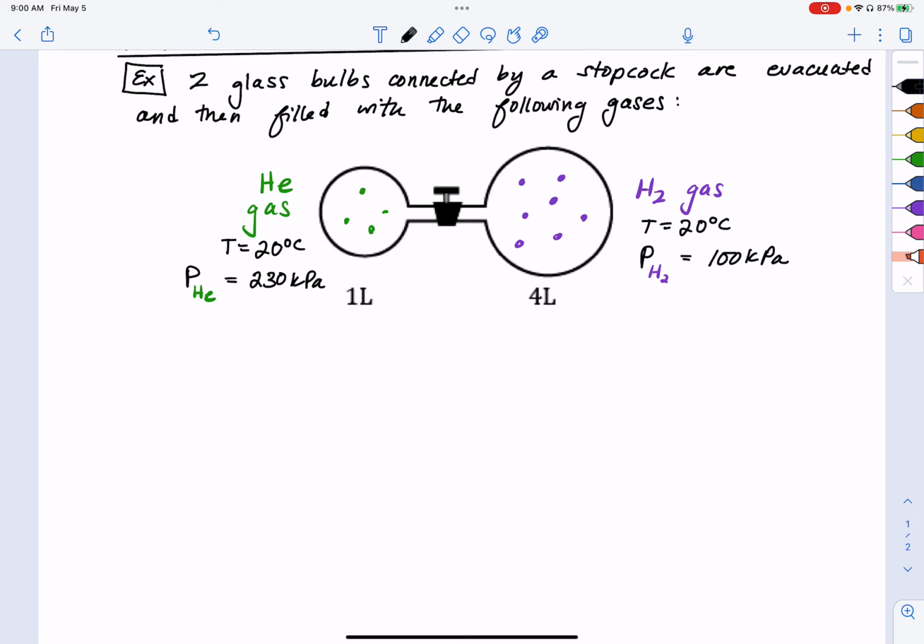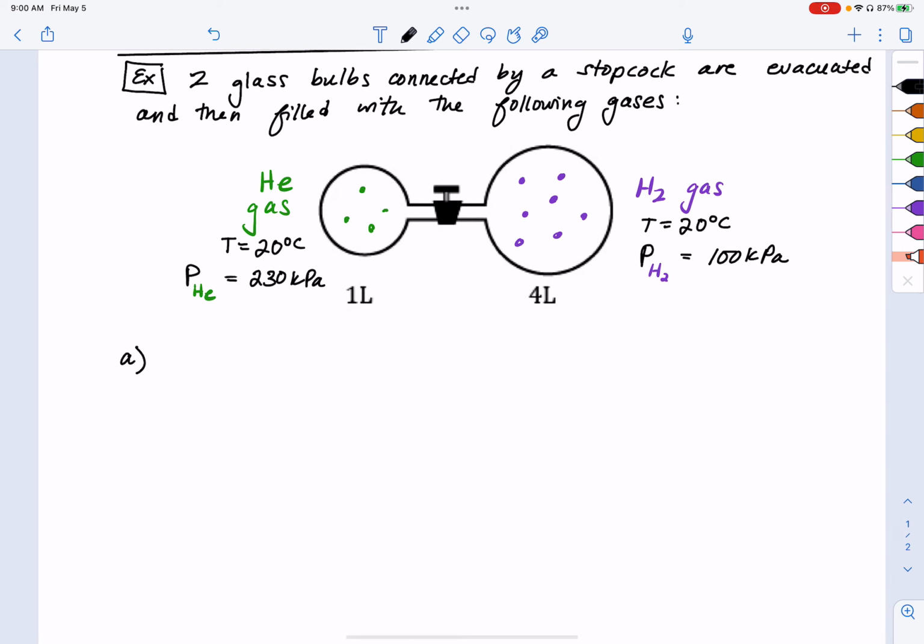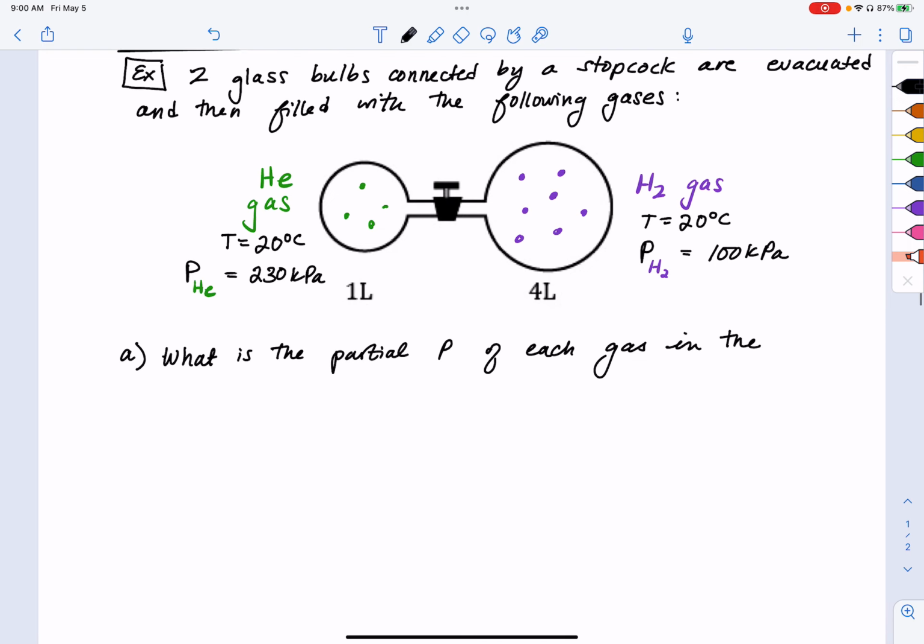Okay, so let's break this up into a couple of pieces. So let's start with the first question, which is, what is the partial pressure of each gas in the bulbs when the stopcock is opened and the gas is fully mixed?